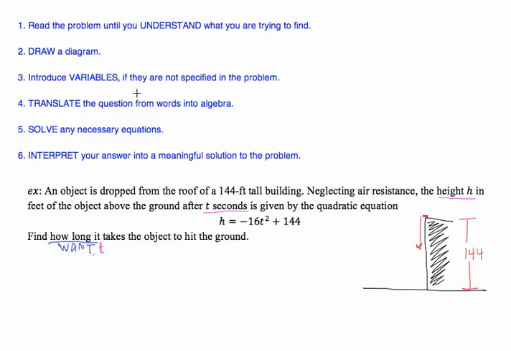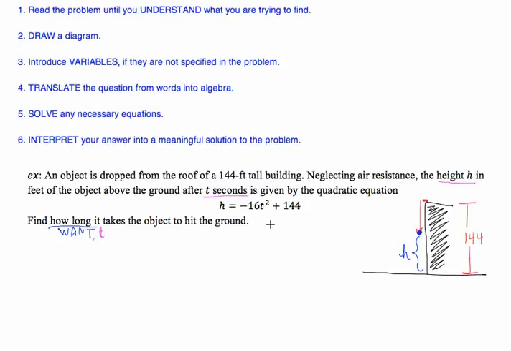Now, introduce variables if they're not specified in the problem is step 3. Now, we're given that h represents height of the object in feet above the ground after t seconds. So if the object is here, let's put these variables on the diagram, even though they're already given to us, that might help us to understand. So if h is height above the ground, let's say the object is here, that means this distance is h. So it's not how far it's fallen, it's how far it has until it reaches the ground.